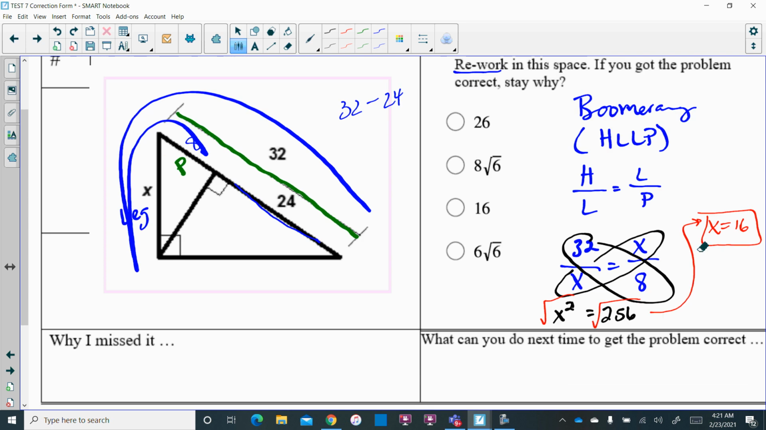Okay, so if you missed this, make sure you have the rework, because I'm doing that with you. But don't forget to tell me why you missed it and what you can do next time. Okay, so if you need to pause the video for this section, pause it, fill in your part, and then you can go on to the next problem.